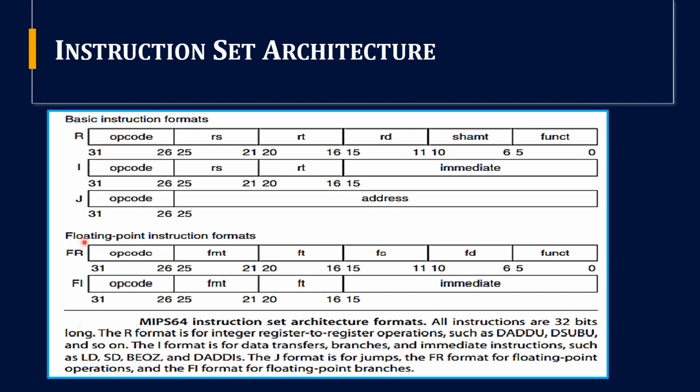Fine. Now let's look into the floating point instruction formats. The FR format is for floating point operations and FI is the format for floating point branches. When we look into these instruction formats, we can see that every type of instruction is 32 bits long. Every instruction has a fixed length.